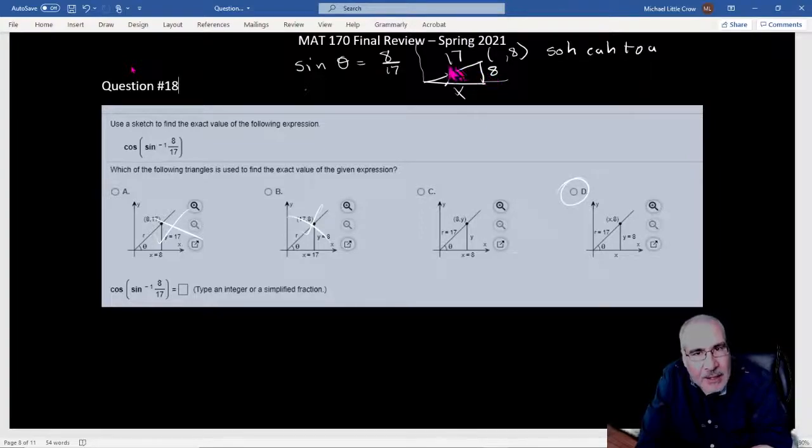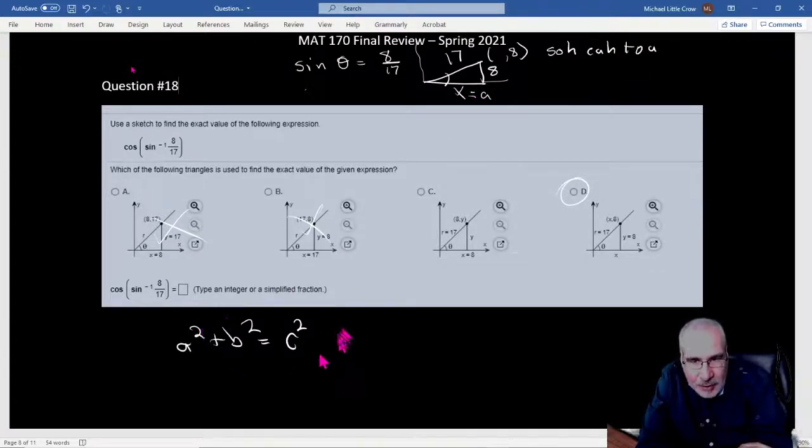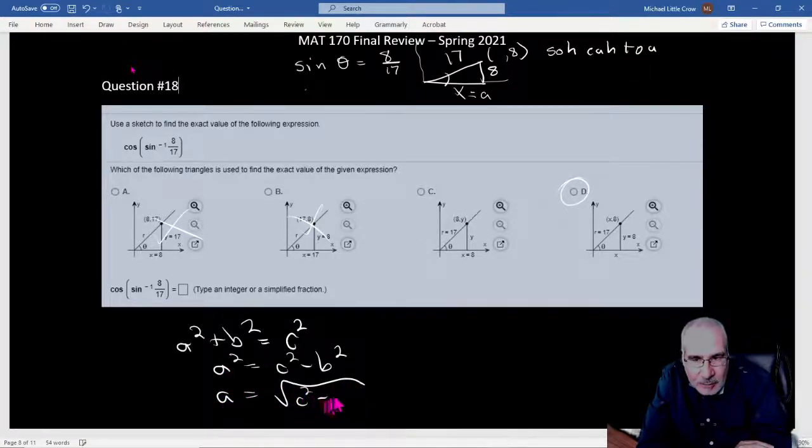So now we just need to find x, and we do that because we've got the hypotenuse and a side. So remember, a squared plus b squared equals c squared. So if we're looking for one of the sides, let's call it a. We bring the b over, so you have to subtract it. So a squared is c squared minus b squared. So a is the square root of c squared minus b squared. C is the hypotenuse, so that's going to be 17 squared minus 8 squared. Take its square root. That's what we're looking for.